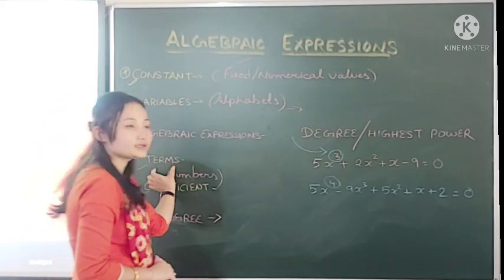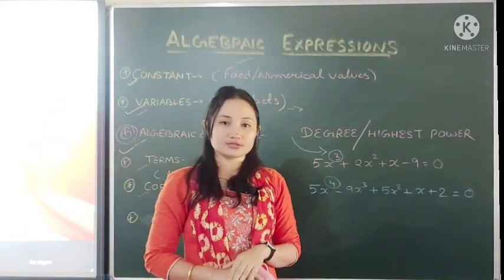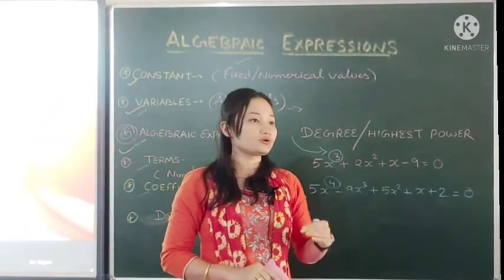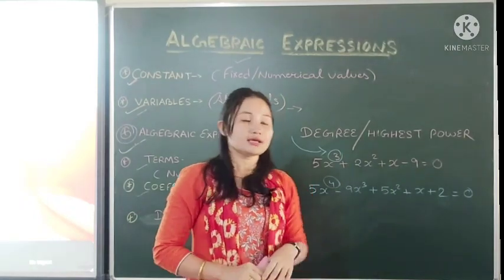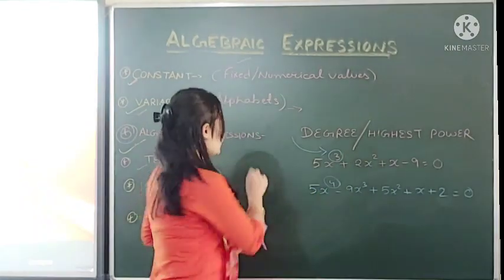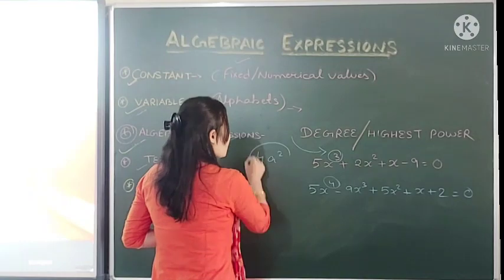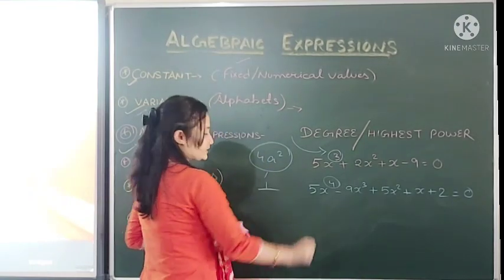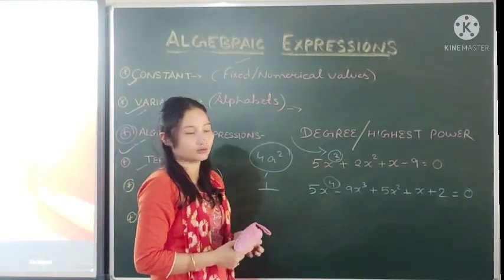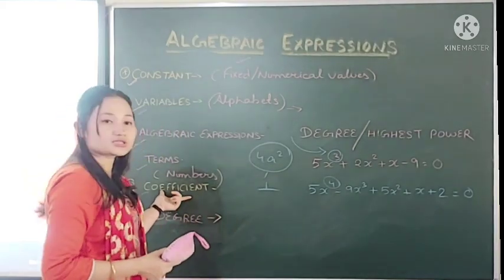Next is terms. Term is a part of an expression, an individual part. So don't write constant and variable separately. If you are getting constant and variable together in an expression, then this whole one we can say is one term.